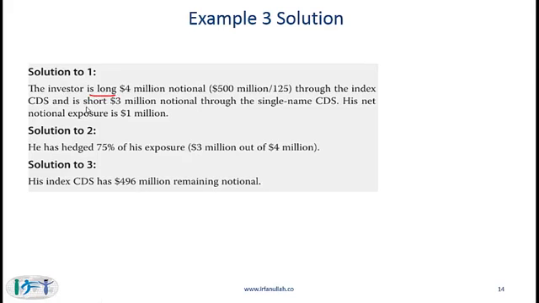Notice this use of long and short. When an investor buys protection, then that position is called short, because when an investor buys protection, he benefits if the reference entity defaults. So short is a position which benefits when there is a problem with the underlying. The opposite position where the investor is selling protection is called long, because here the benefit happens if the reference entity does well.